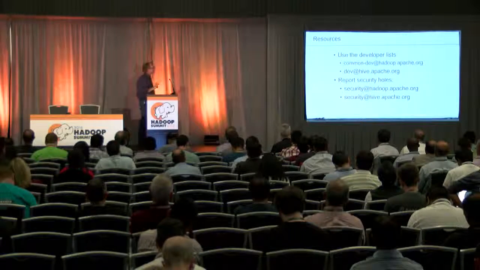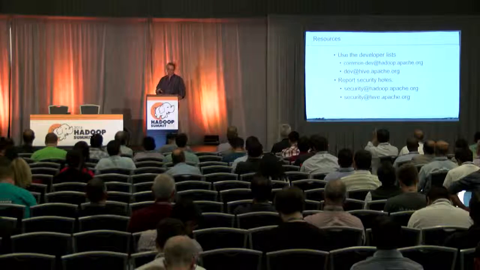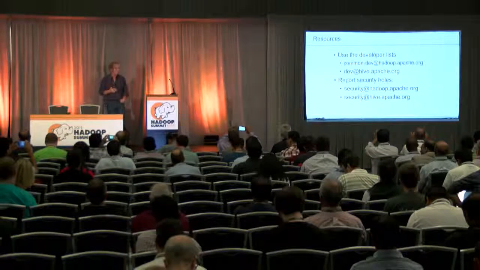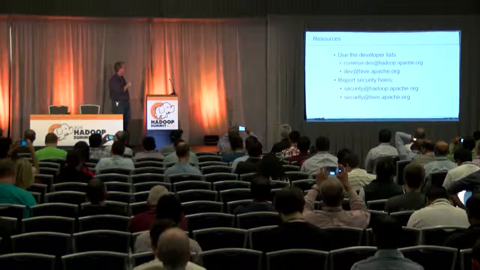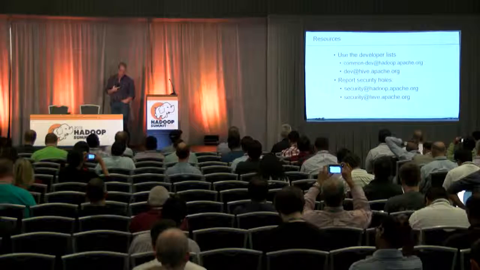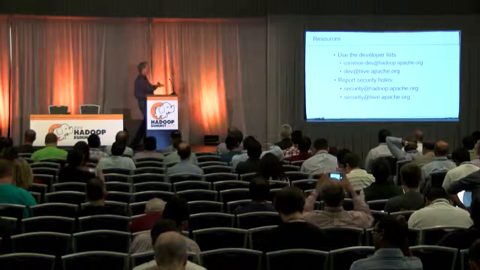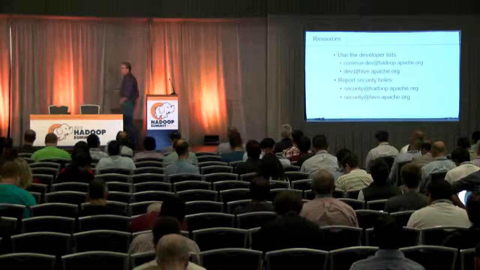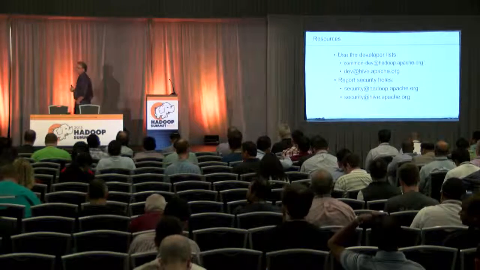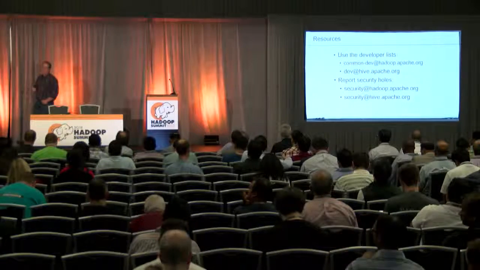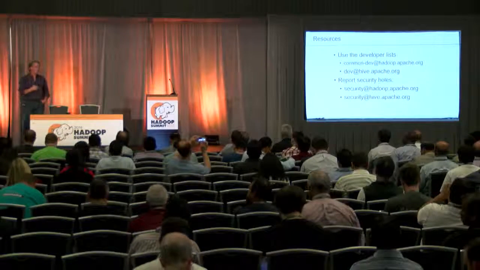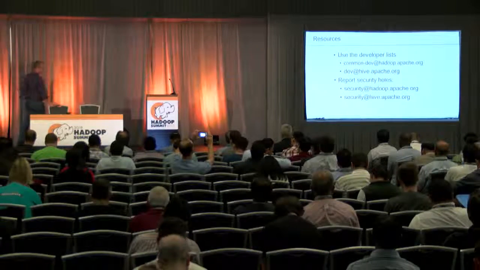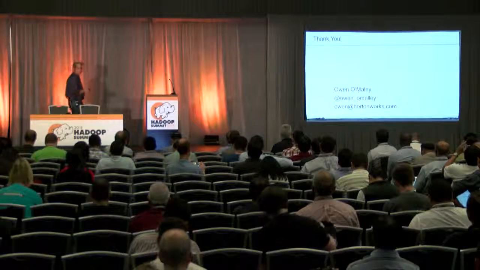Okay, so that's what I've got. If you need help, there are lots of places to reach out for help. Those are the Hadoop and Hive dev lists. If you find security holes, please report them to the security lists at the different projects. Those are private lists, so those just go to the developers, and you can't join those. That's where you report security holes so that we can work on them and get them fixed. Thank you very much. Any questions?